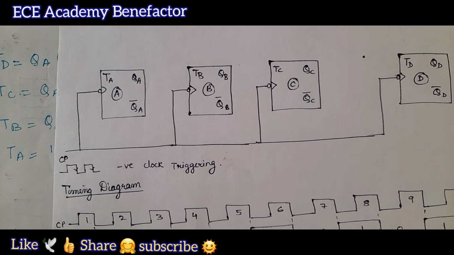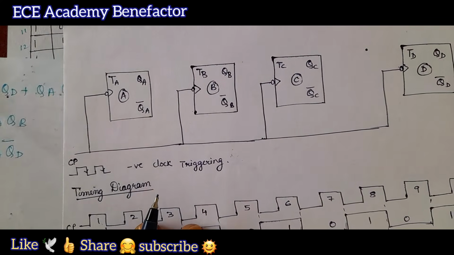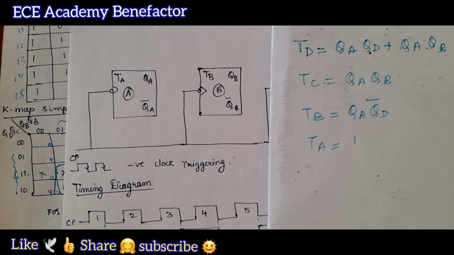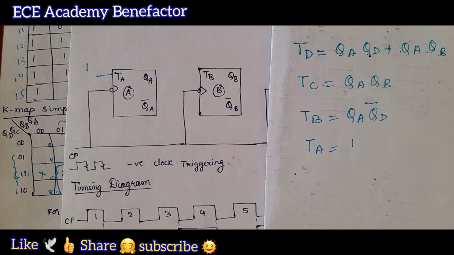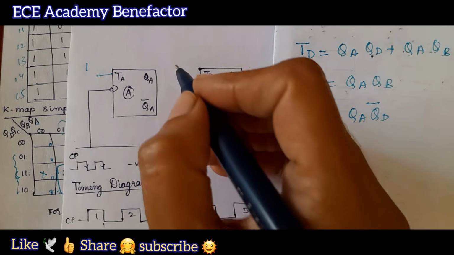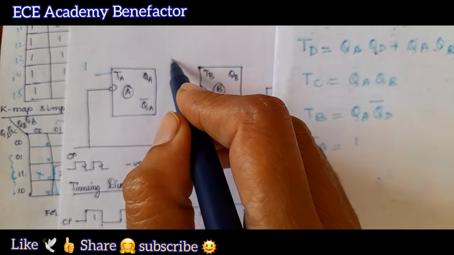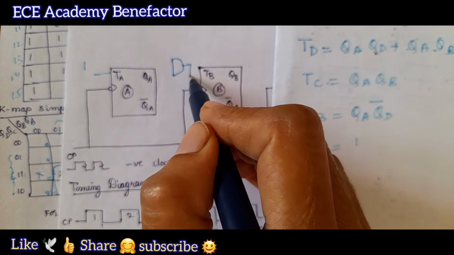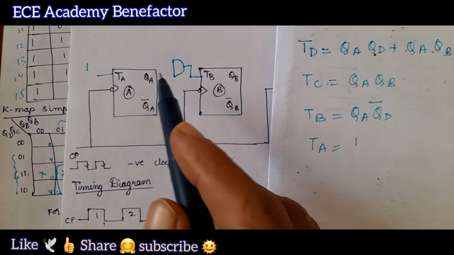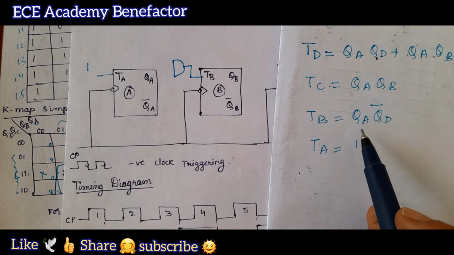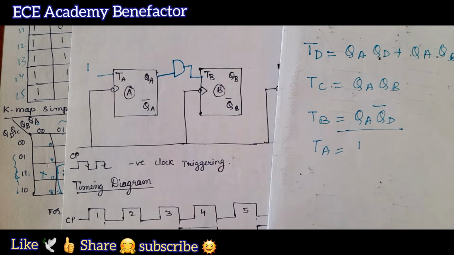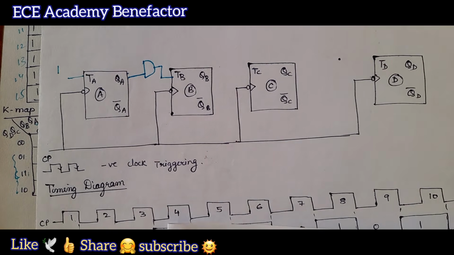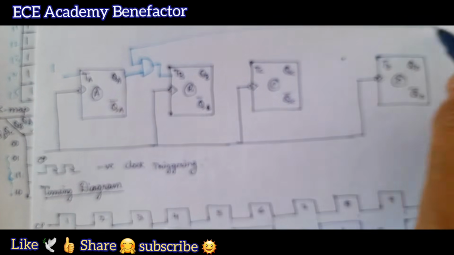Okay. So what should TA be connected to? As per this equation, TA is connected to 1. What is TB connected to? TB is connected to QA QD bar. So we need to connect here an AND gate. The output of this AND gate is coming to TB. What are the inputs for this? For TB the inputs are QA, QD bar. So here one of the inputs is QA, another input should be QD bar. So another input we connect from QD bar like this.